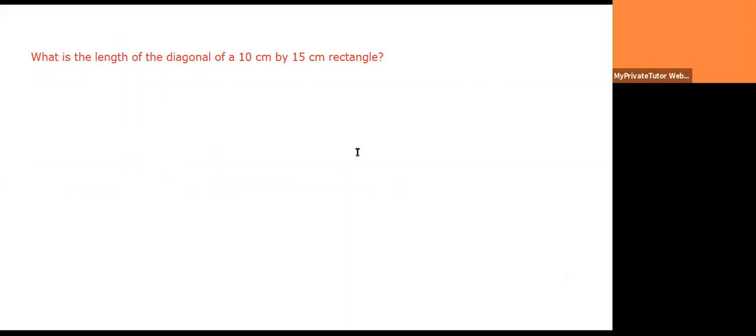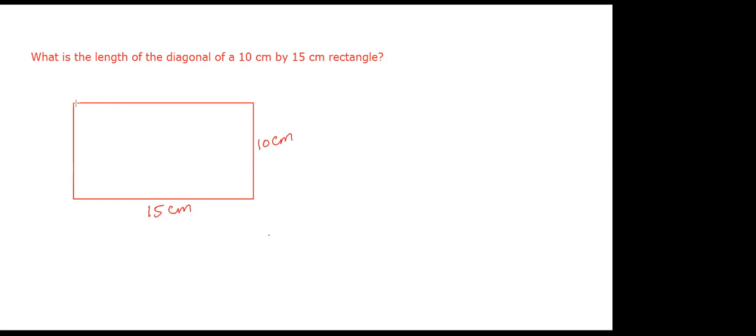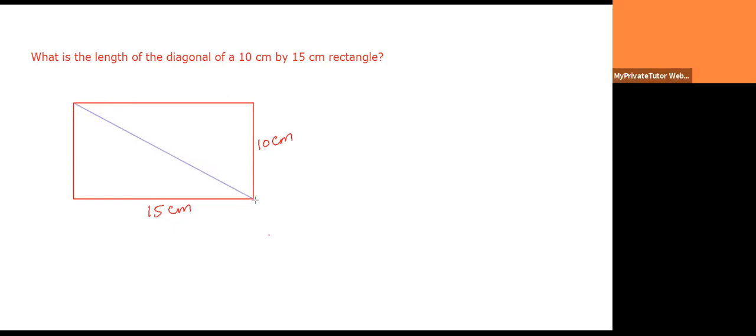What is the length of a diagonal of a rectangle? They have given the length and width, I think. So let's draw the rectangle first. That's what we'll do first, so that it looks like this. And then what is given? They have given the length as 15 centimeters and width as 10 centimeters. So what are they asking? The area. No, they are asking us to find the diagonal length.